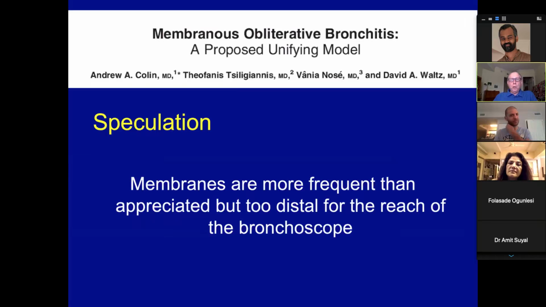So what we ended up speculating is a number of things in this paper, and one was that membranes are more frequent than appreciated, but too distal for the reach of the bronchoscope. As bronchoscopes became thinner, we're able to go deeper and maybe see more cases of obliteration. And we shared this information with many colleagues.